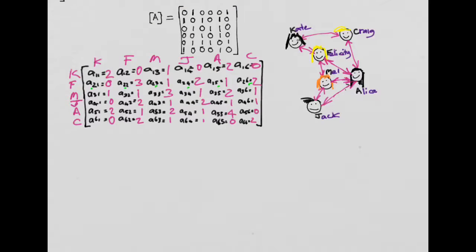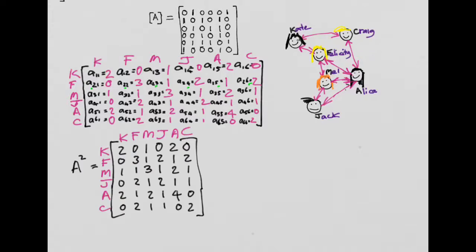Alright, so you don't fall asleep, I've gone ahead and done the multiplication for row J and then A and then C, so I'm not going to put you through all that. But this is your final second order matrix, the two-step matrix.